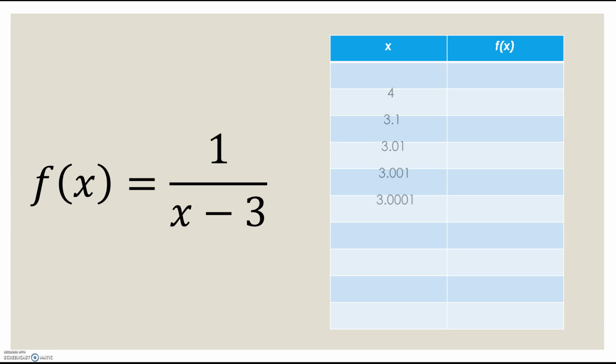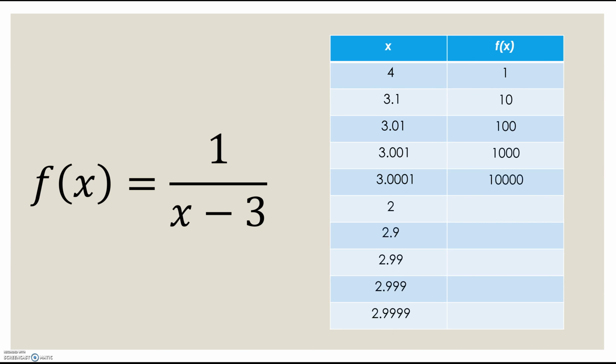But let's think about numbers that are close to 3. Okay? So if I try numbers like 4, and then 3.1, 3.01, 3.001, 3.0001. And I plug those into f of x. Well, if I plug a 4 in, I'm going to get 1 over 4 minus 3. That's 1 over 1, so that's 1. And then I'm going to get 1 over 0.1, so that's 10, and then 100, and then 1,000, and then 10,000, right?